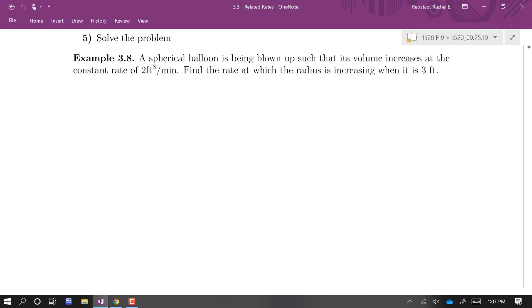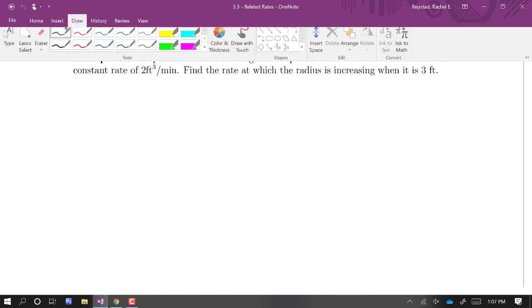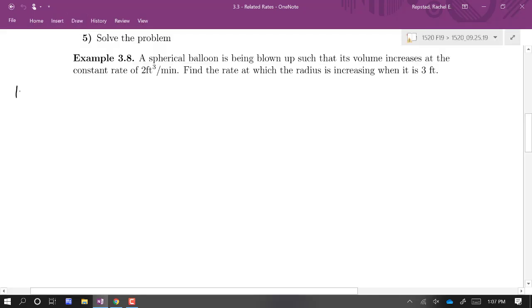So I often start these by just organizing the information. Here's what I know. The rate that they give me is 2 cubic feet per minute. Look at those units. It's a rate, so I know it's a derivative. What is it the derivative of, with respect to time? Volume, because cubic feet. Take your cues from the units. Cubic feet per minute is volume over time. So that's dV/dt.